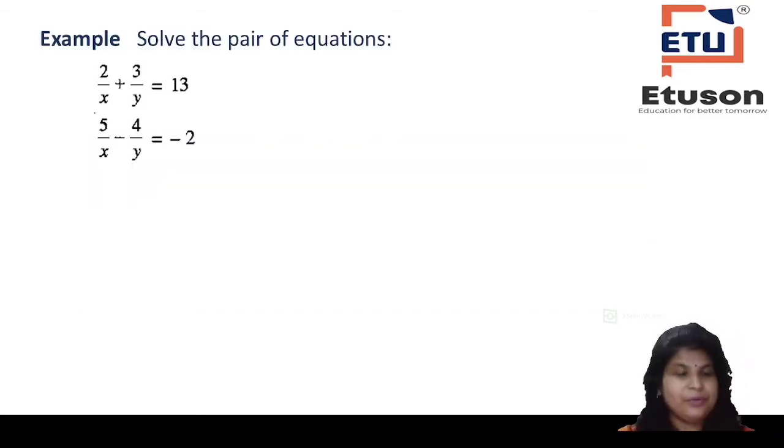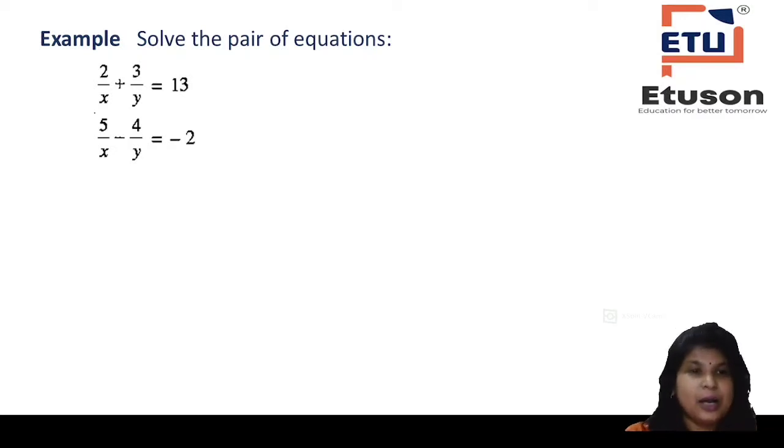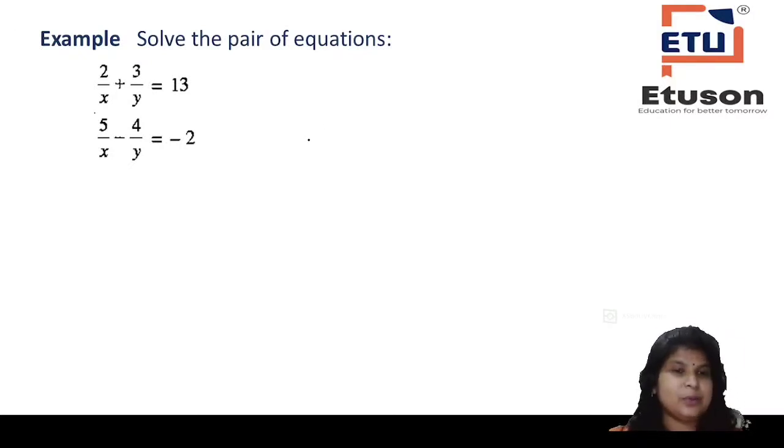So, our first example: solve the pair of equations. You have two equations here. 2 by x plus 3 by y is equal to 13, and 5 by x minus 4 by y is equal to minus 2. So, both the equations are not in standard form. Correct or not?